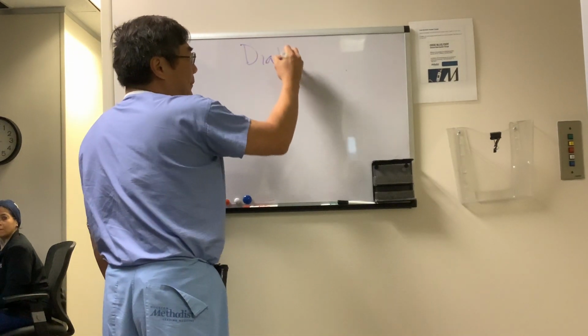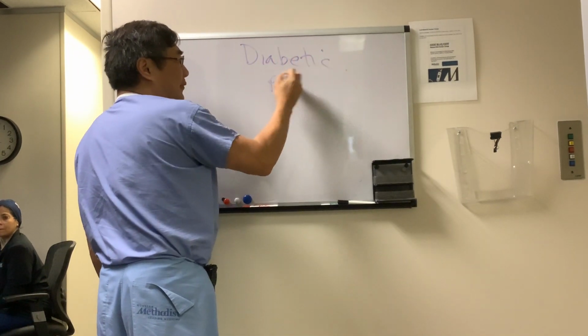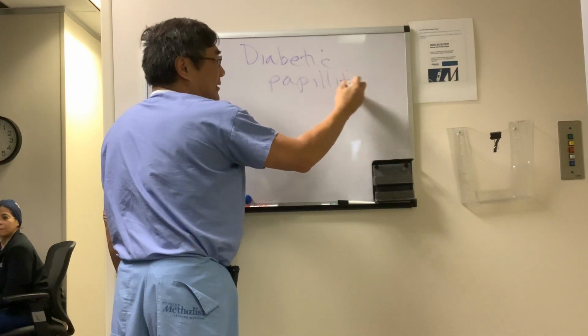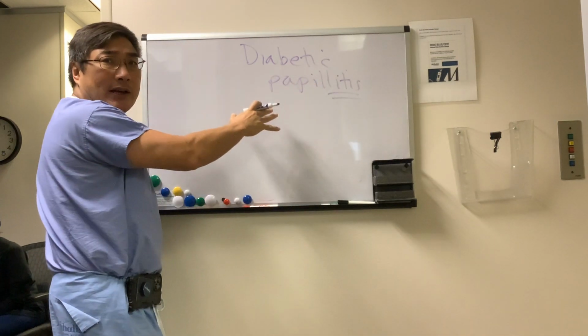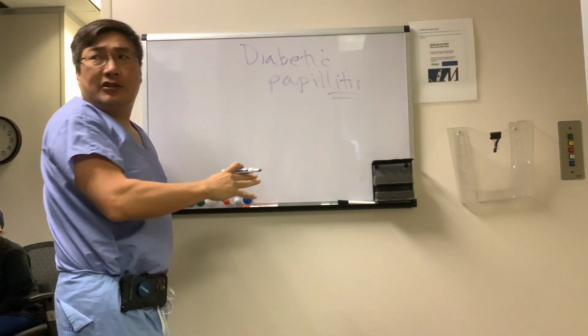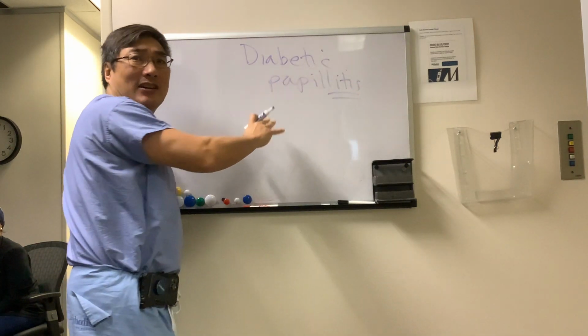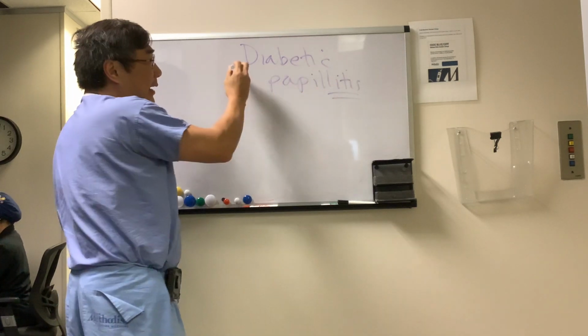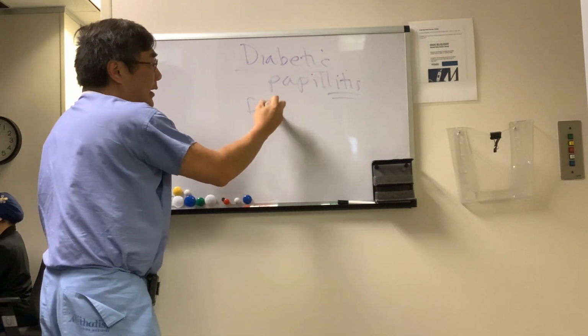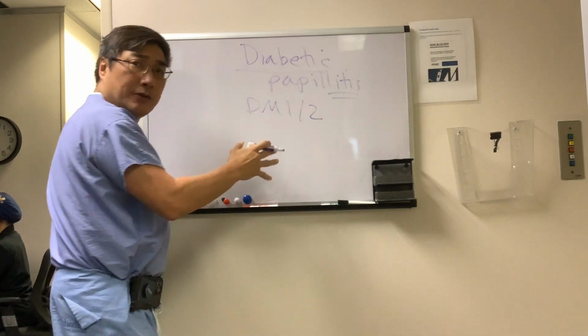So diabetic papillitis is the topic for today, and what that means is itis, but not inflammation. Itis meaning edema, but because papilledema means the increase in intracranial pressure, that's why I got stuck with this word papillitis, even though it's not really inflammation. And of course, diabetes, and it can be diabetes type 1 or type 2.